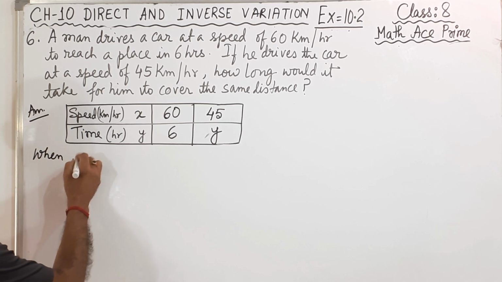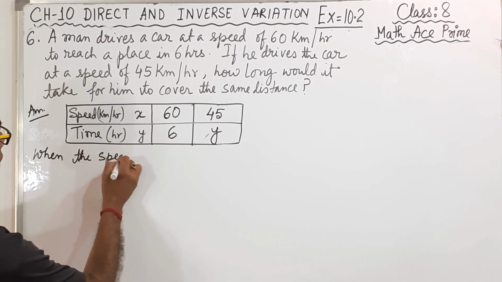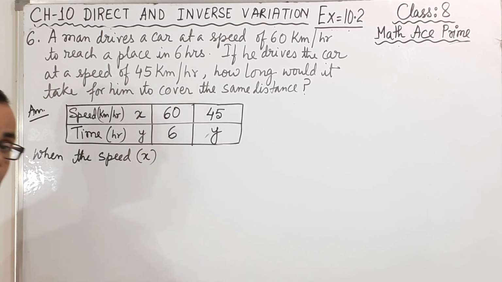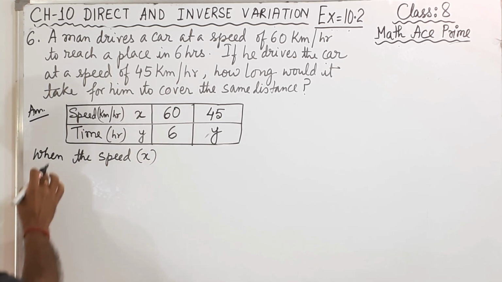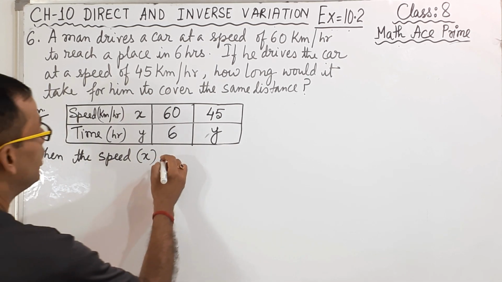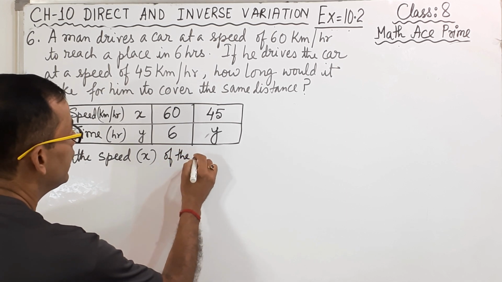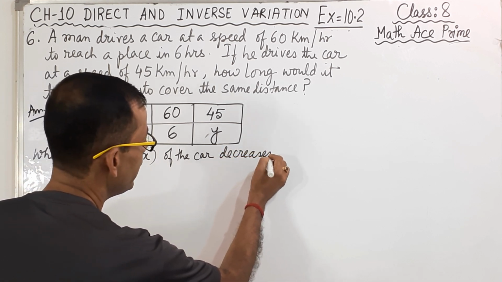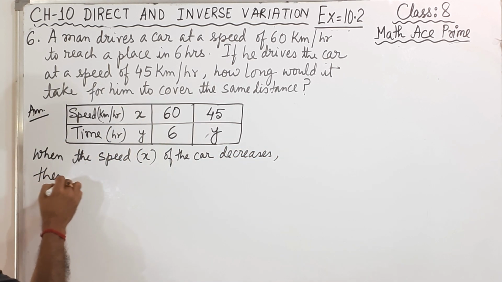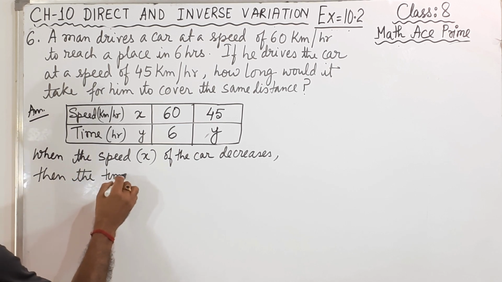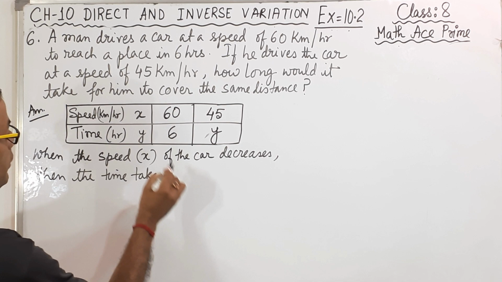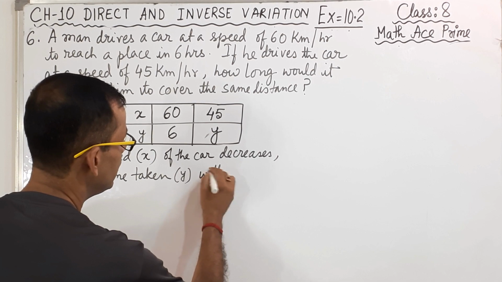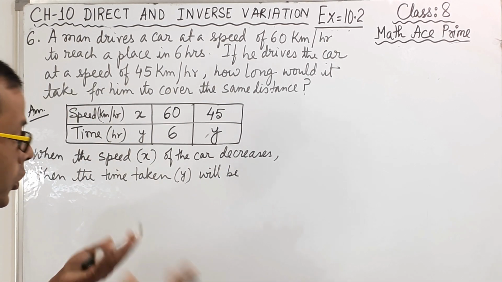When the speed, okay, when the speed क्या है, मैंने x लिया है, तुम ऐसा भी लिख सकते हो, पिछले वाला सम में भी ऐसा कर सकते हो. So when the speed, that is x, okay, of the car decreases, so इधर में decrease हो रहा है, okay, then the time taken, तो time taken क्या होगा, ये है y, will be, okay, will be more. Understanding or no?